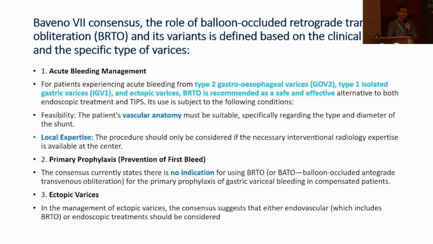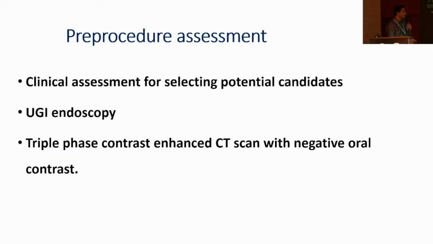But a very important thing we have to remember is that it needs clear patient selection. The patient should have a vascular anatomy which favors BRTO, and also there must be availability of local expertise. Another very important thing, which has been mentioned in the previous talk also: there is no role for BRTO as of now in patients who have not bled, that is, unruptured gastric varices.